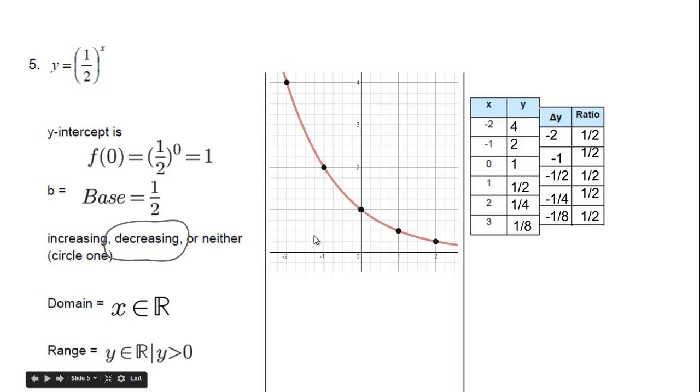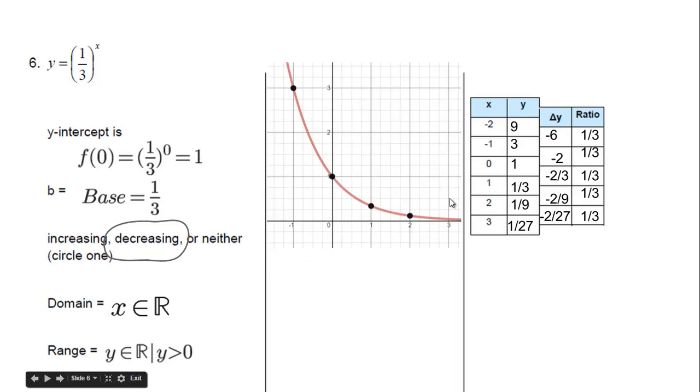1/3 to the x is getting smaller faster, so it's multiplying by a third every time. You're actually losing 2/3 here. Multiplying by a third means you have a third left. If you take 100, multiply by a third, you have, say, like 33.33. You've lost 2/3. So that's the decrease.